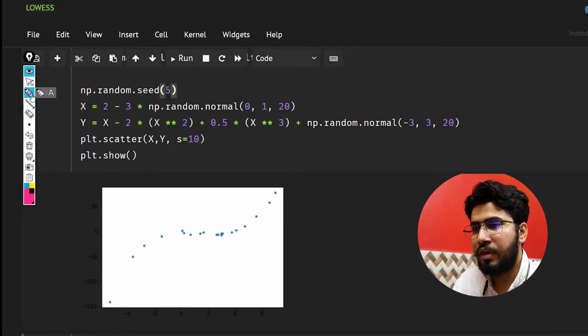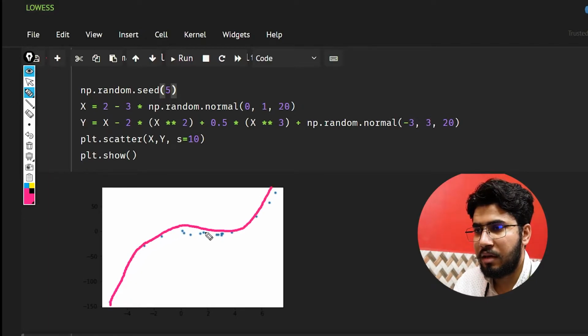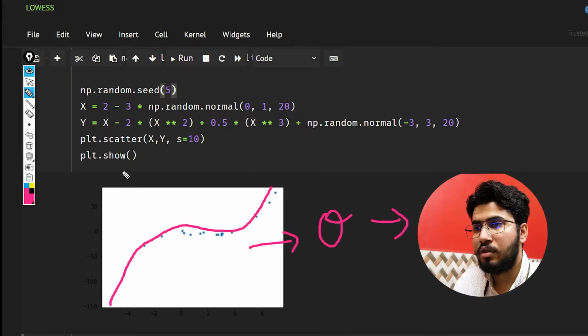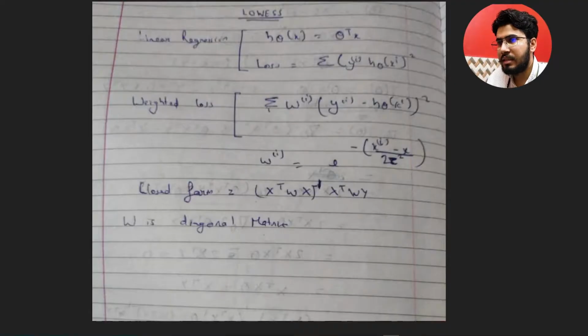In the future we are going to learn a better algorithm that can implement this part, so we do not have to find the optimal values of theta for every test point. That is going to be another video, but in this video we are going to talk about locally weighted regression. Basically this is the formula for locally weighted regression.